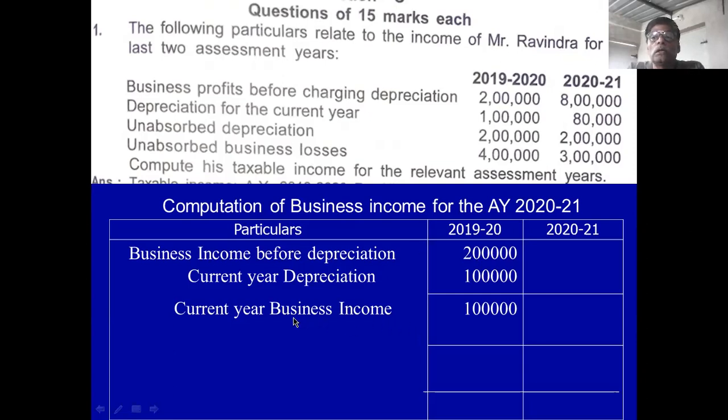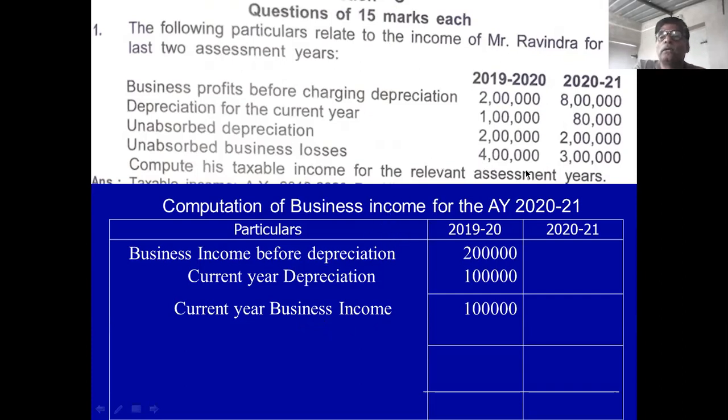Next step is current year capital nature expenditure. Current year capital nature expenditure is not there. Then go to previous year. Unabsorbed loss first you deduct. Unabsorbed loss first. Second, unabsorbed depreciation. Third, unabsorbed expenses, capital nature expenses. So first you deduct unabsorbed loss.